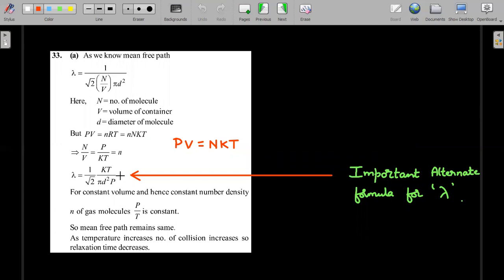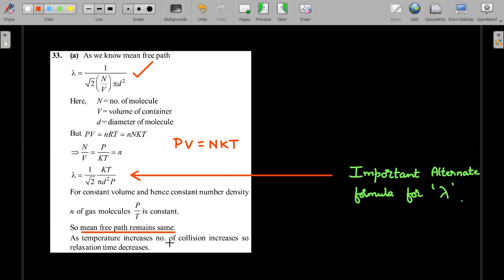Therefore, when the mean free path formula is written, this one is the preferred one. You can see that the number of molecules is fixed and the volume is fixed, so the lambda is not going to change. The mean free path remains constant once the volume is fixed. Therefore, the value of P by T remains constant.